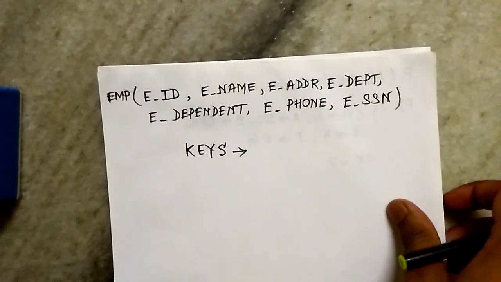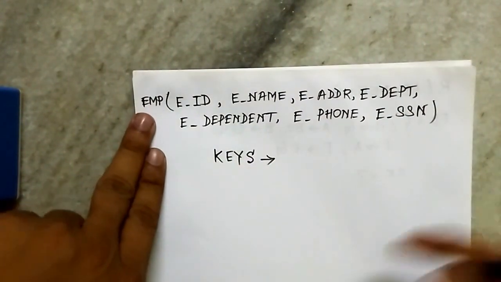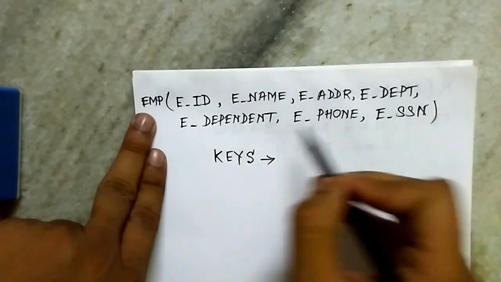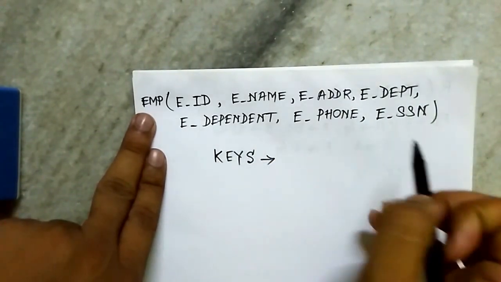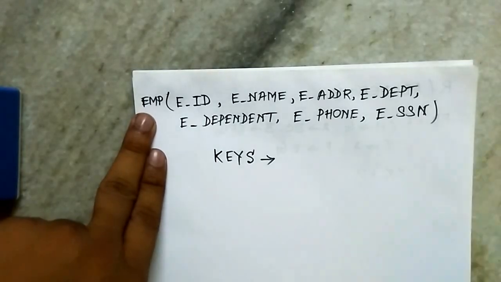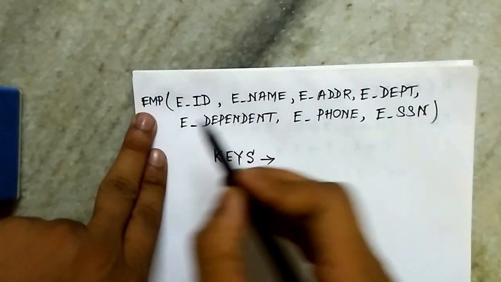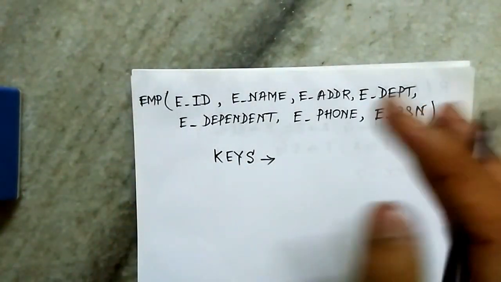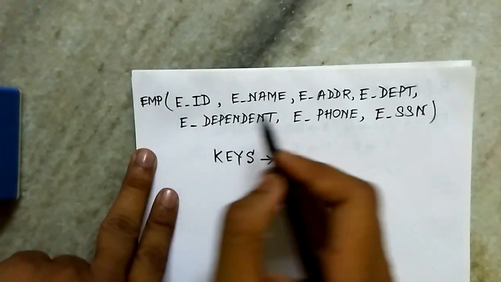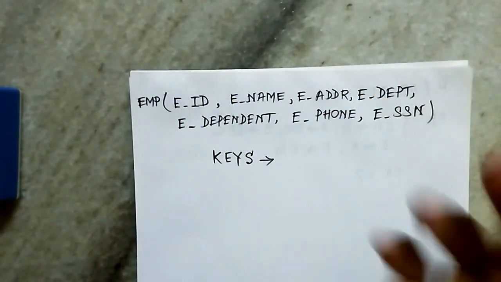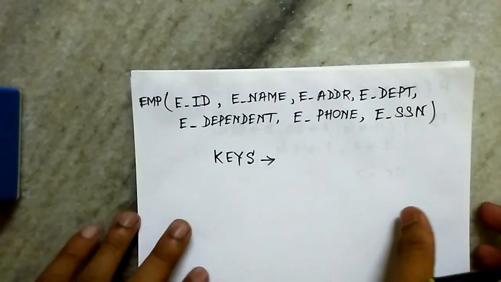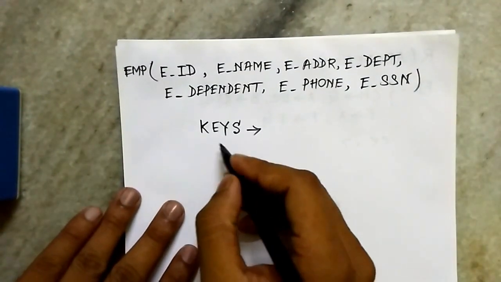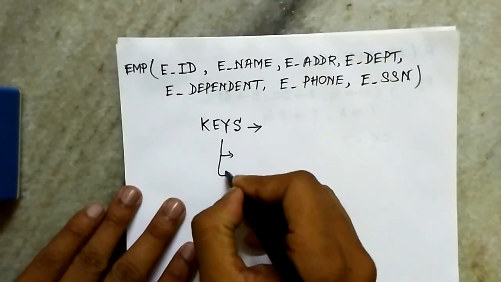For example, here is a table Employee, and it has attributes employee ID, employee name, employee address, employee department, employee dependent, employee phone number and employee social security number. So these can be keys: employee ID, employee name, or a set of attributes, that is employee ID and employee name, can combinedly form a key. Keys are actually a set of attributes or a single attribute.